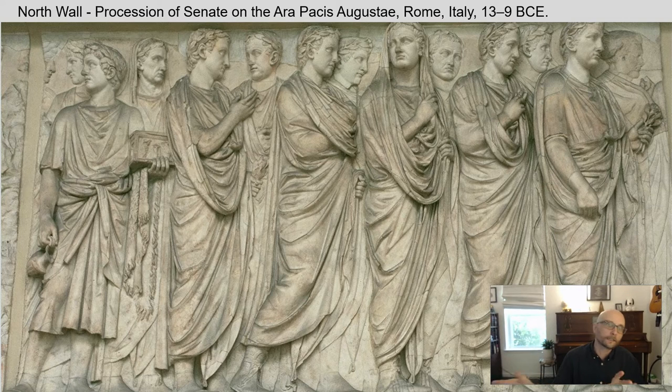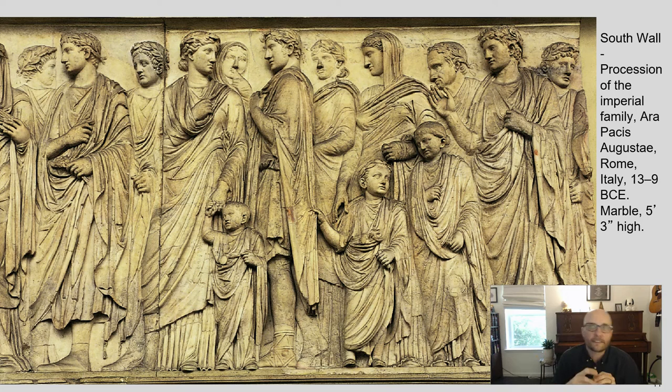On one side, on the north wall, we have the procession of the Senate. So this relates to, of course, the importance of the Senate in Roman culture. You know, that even though Augustus is the emperor, he is still the first among equals. He is not better than anybody else. He's just kind of in front of everybody else. On the other side, on the south wall, we have a procession of the imperial family. And we can see also the inclusion of children in this.